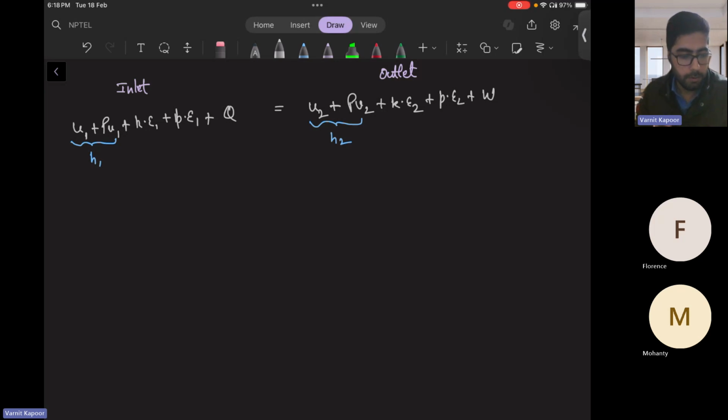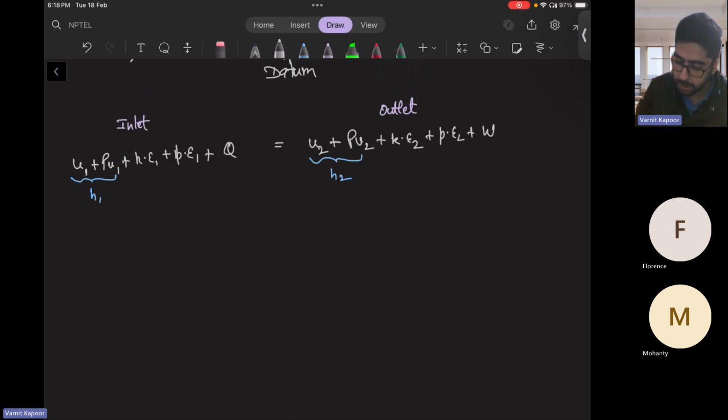Now, if you see, the enthalpy has a unit of kilojoule per kg Kelvin, whereas your kinetic energy has a velocity in the form of meters per second. You want the energy heads to be in terms of kilojoule per kg only. So enthalpy has a unit of kilojoule per kg Kelvin, and temperature also Kelvin, Kelvin cancel. So enthalpy has a unit of kilojoule per kg.